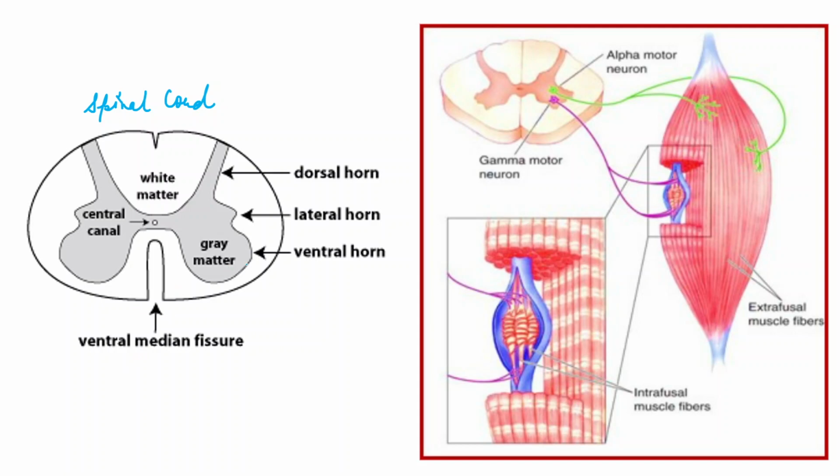So there are two sides, dorsal and ventral. Ventral means towards the stomach, and dorsal means towards the back. But in human anatomy, the ventral side of the spinal cord will mean the anterior side, because it's the forward side towards the stomach, and the dorsal will be towards the posterior side.